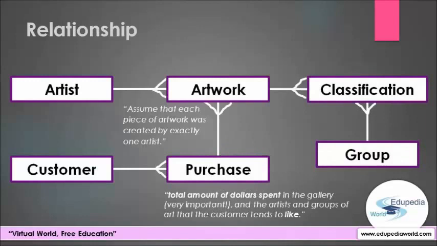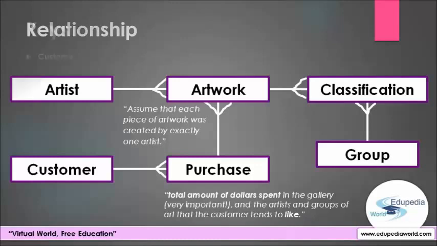Between the artist and the artwork, there is a one-to-many relationship because one artist may have created one or more artworks, but one artwork was only created by exactly one artist. And between the artwork and the group, as I said earlier, there is a many-to-many relationship. So to avoid that, we are using a junction table called classification. And then we are specifically using a purchase table to track each of the customer's purchases, because that is very important as the description said. And using that, we can query what group of artworks the customer has mostly purchased. And with that information, we can conclude what the customer's likes are.